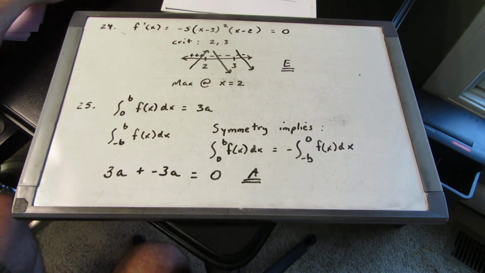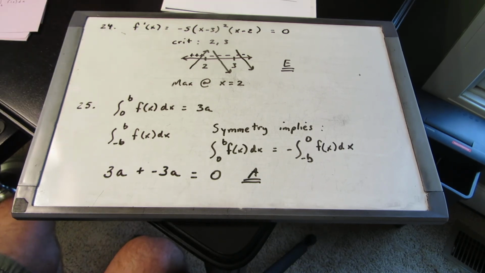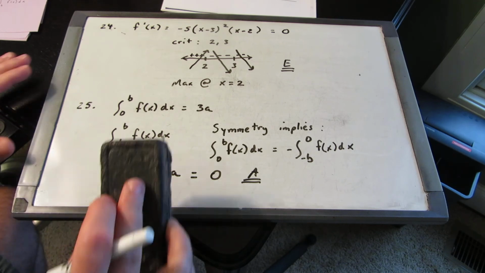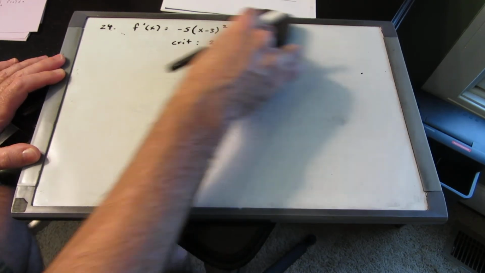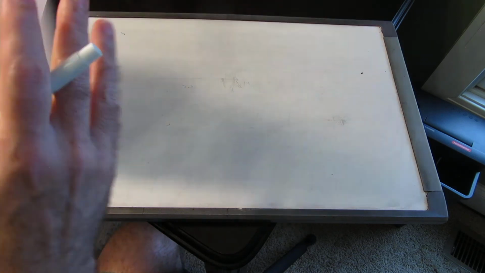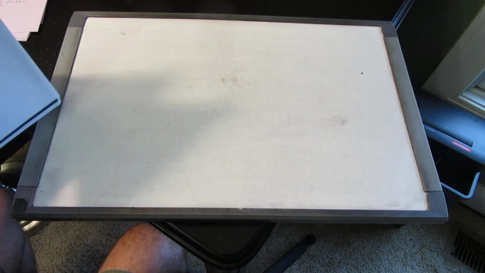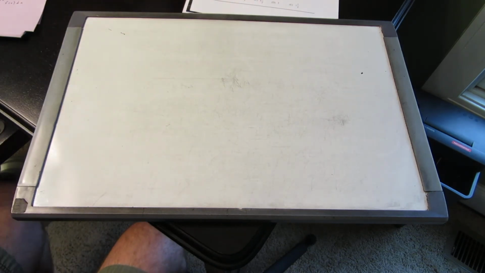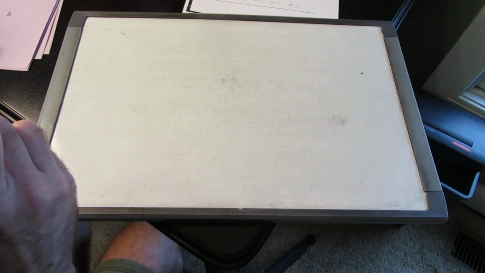All right, don't sweat the whole symmetry stuff. We didn't really work on that in class. There's typically not a lot of questions about that. You might get one, but this is how you do it. Okay, 26. Hey, 26 is a good one.